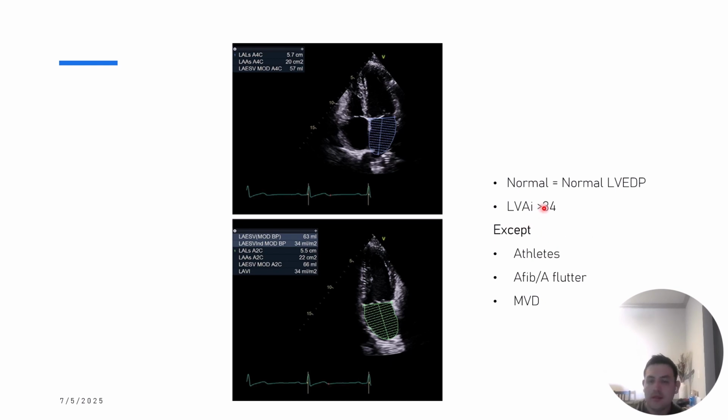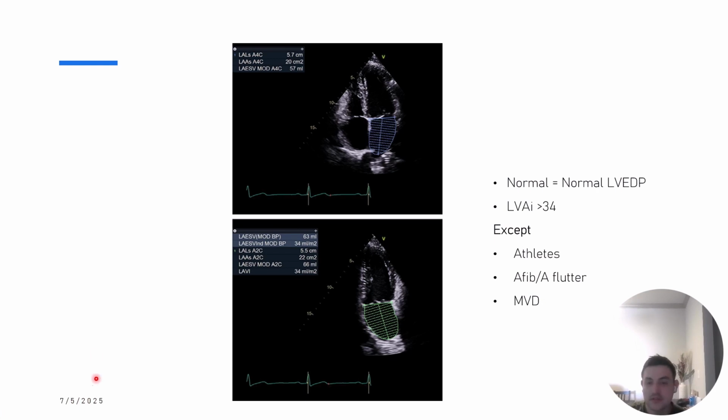So you don't have to use those in athletes, atrial fibrillation, atrial flutter, or mitral valvular disease. Why? Because in those patients the left atrium is going to be abnormally enlarged, or normally enlarged in the athletes just for adaptation. But in atrial fibrillation and atrial flutter it is abnormally enlarged. In mitral stenosis, the atrium is going to push against a narrow orifice, so it's going to be enlarged either way. So it's not reliable in those cases.